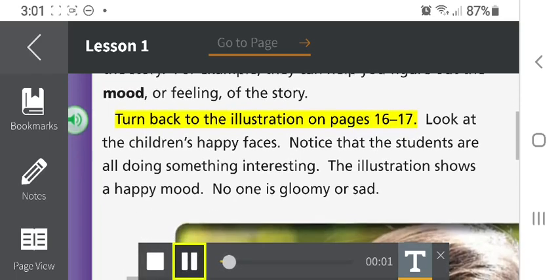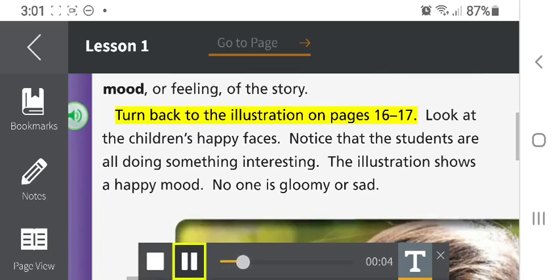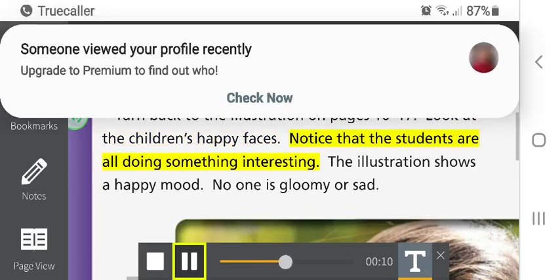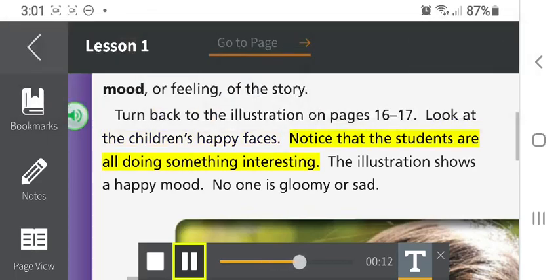Turn back to the illustration on pages 16 through 17. Look at the children's happy faces. Notice that the students are all doing something interesting. The illustration shows a happy mood. No one is gloomy or sad.